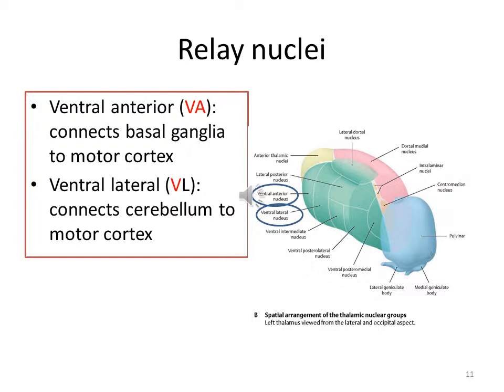2 other relay nuclei of the thalamus are the ventral anterior, or VA, and ventral lateral, or VL nuclei. The VA nucleus connects the basal ganglia to the motor cortex, and the ventral lateral nucleus connects the cerebellum to the motor cortex.